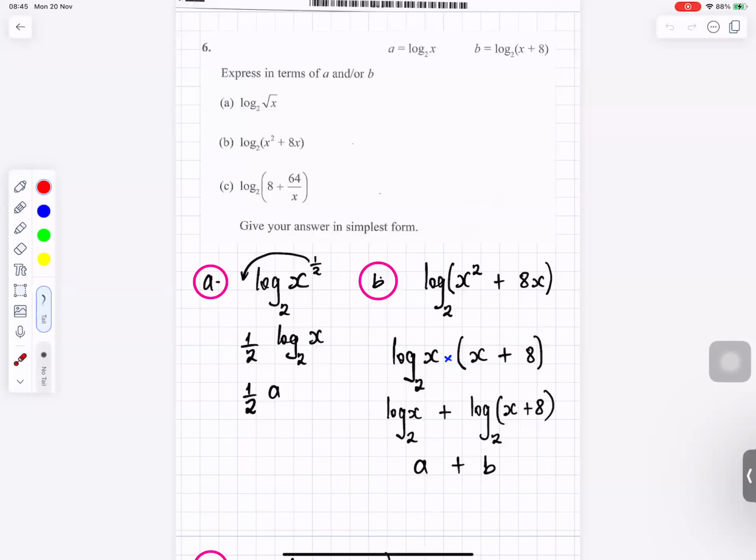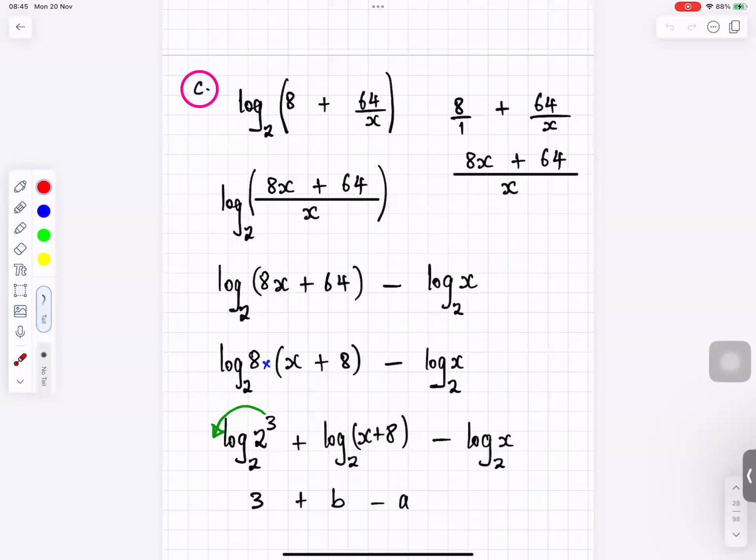For part B, we have x squared plus 8x. What can you factorize out? x can come out, so it is x times x plus 8. We know log x to the base 2 is equal to a, so we write that as a. And then log x plus 8 to the base 2 is b. So that's a plus b. The trick is to look at the thing you want to change it to, so that you know what to do. Always look at the answer that you want to change to.